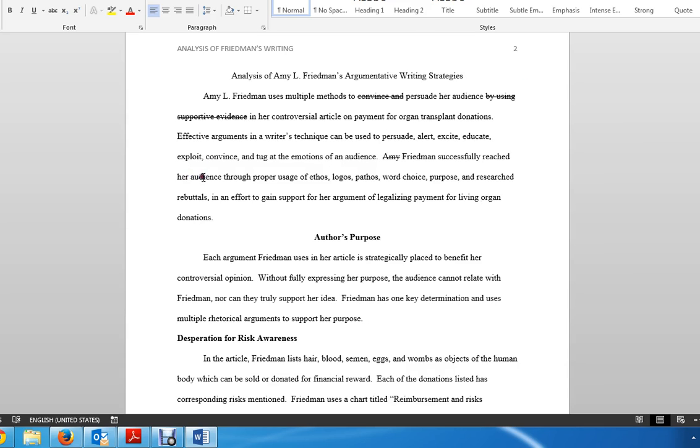And I honestly would take this out: "through proper use of..." and the list. Okay, not the "in." We want to leave the "in."